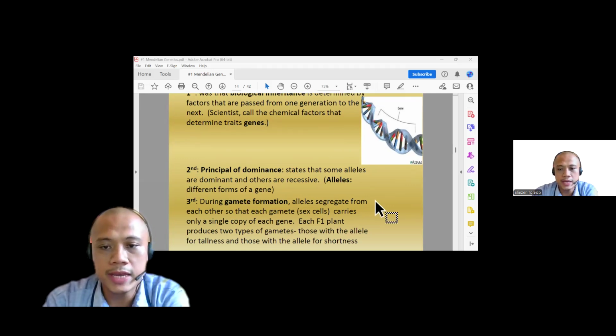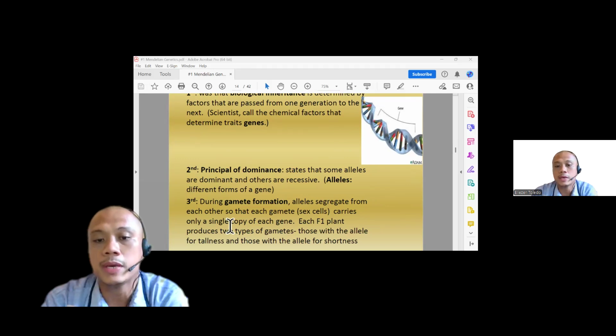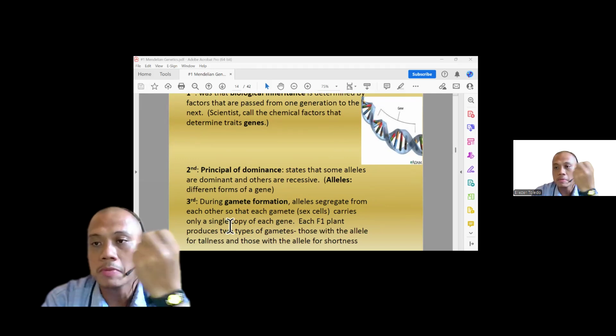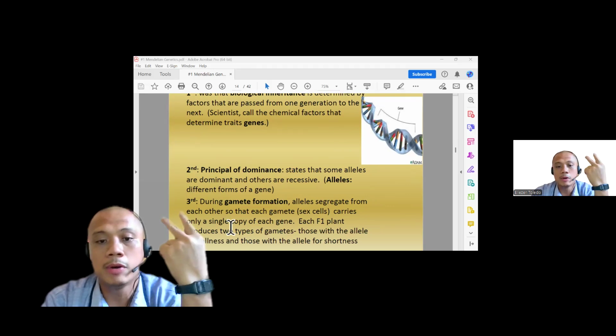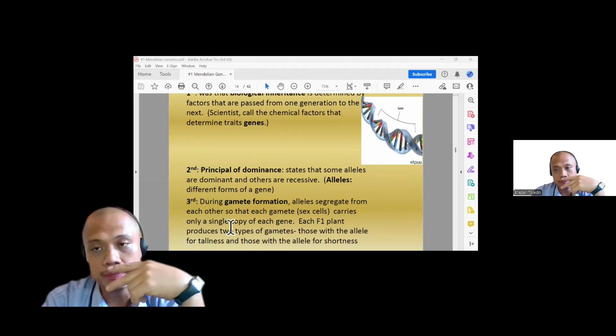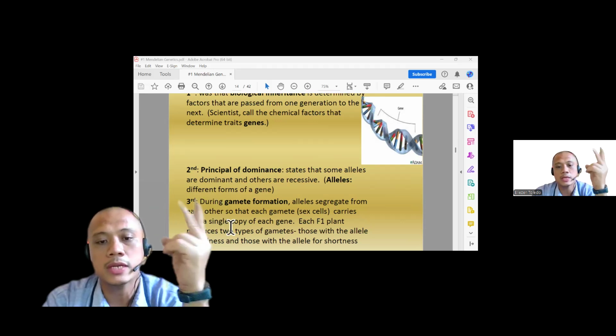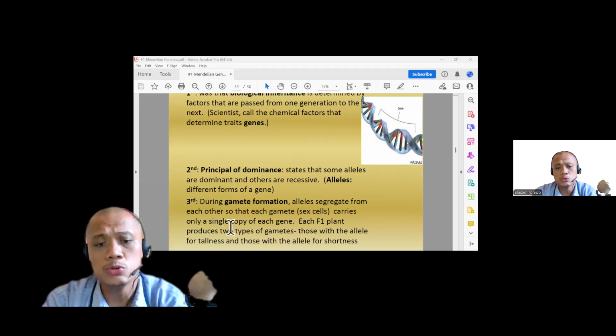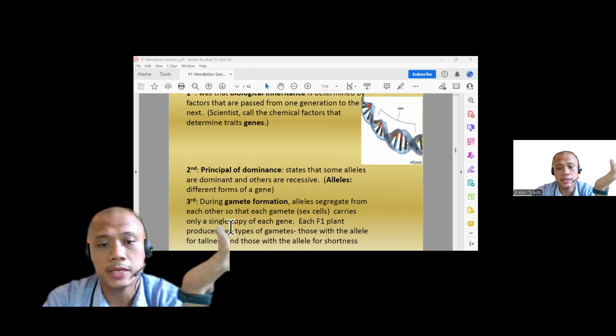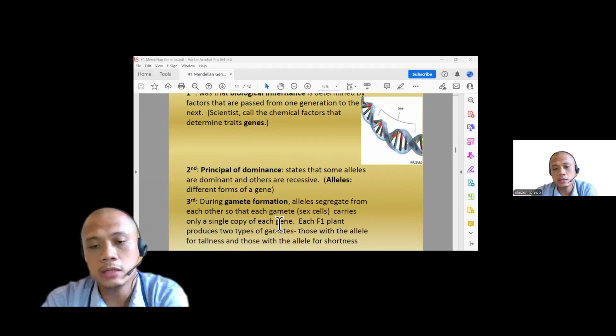During gamete formation, alleles segregate from each other so that each gamete, or sex cell, carries only a single copy of each gene. Now remember, they always come in pairs, but during gamete formation, that's the making of their sex cells, either a sperm cell or an egg cell, those traits are always separated into a single copy.